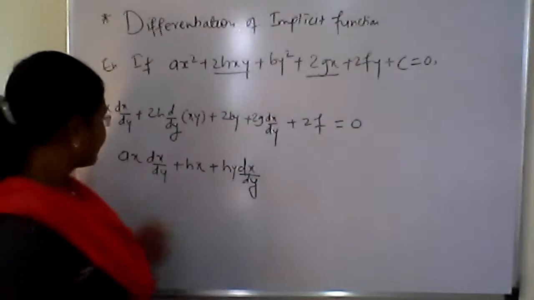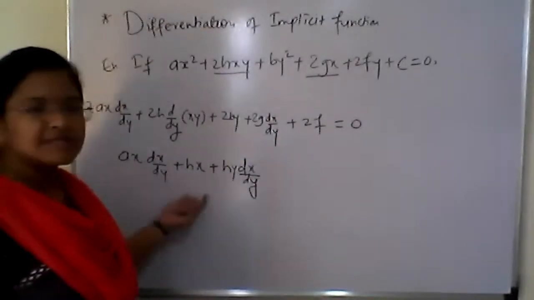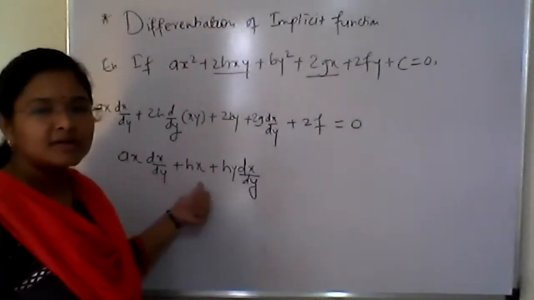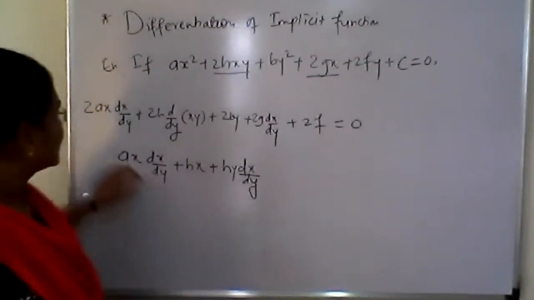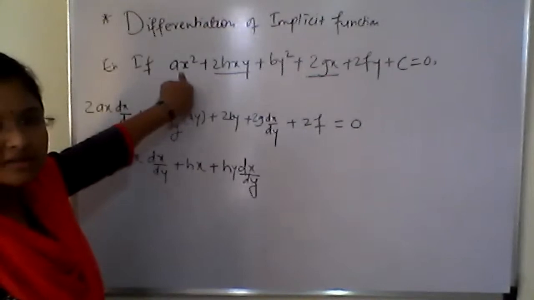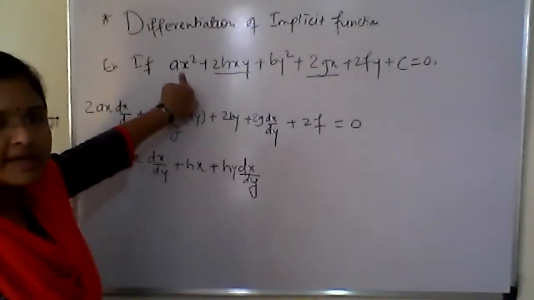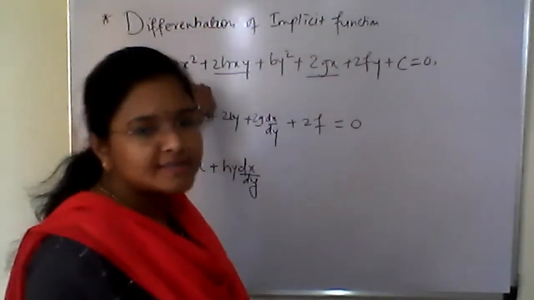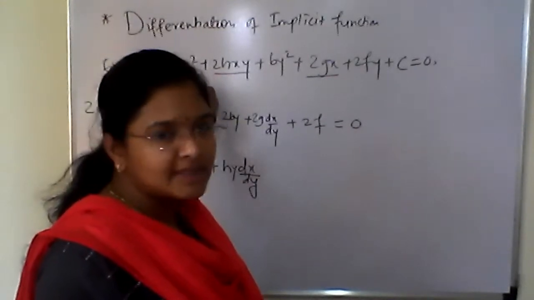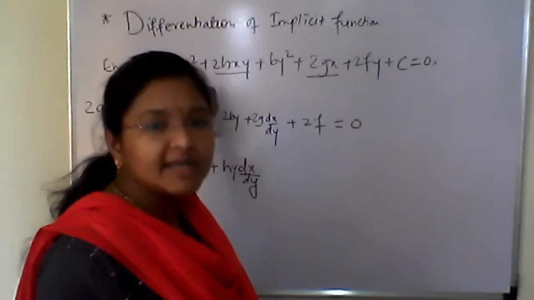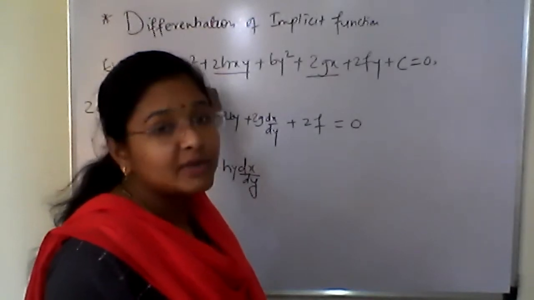For the first, second step, no doubt. Okay, this was the equation: ax square plus 2hxy plus by square plus 2gx plus 2fy plus c. We are differentiating with respect to y, not with respect to x.